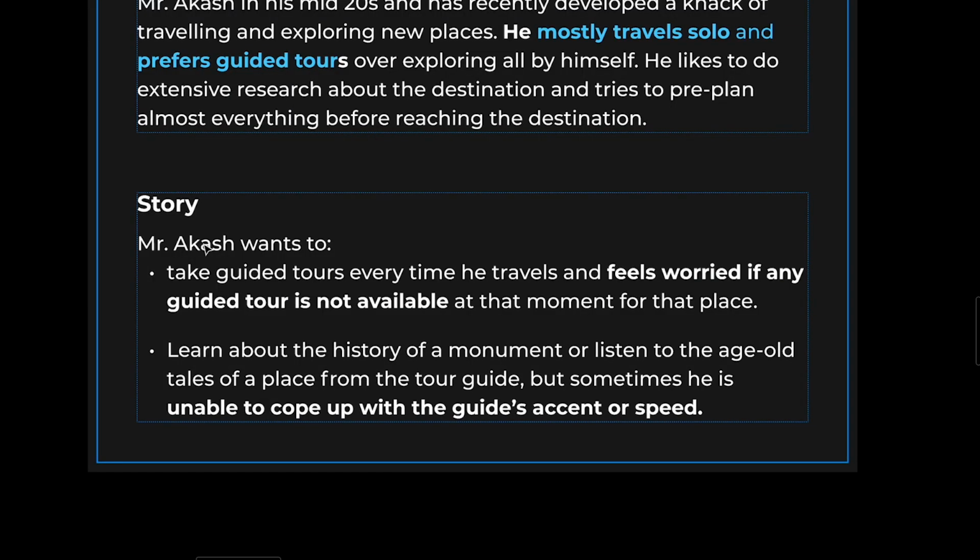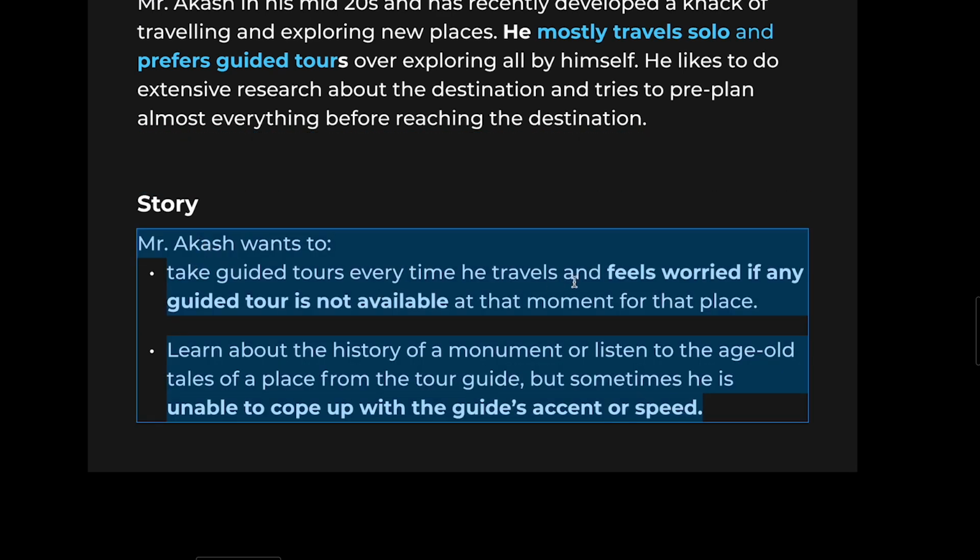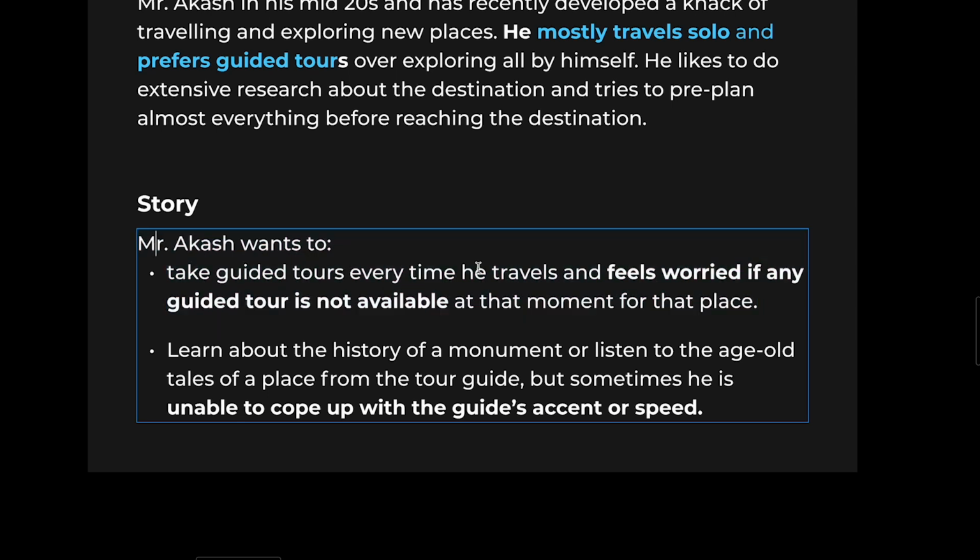So similarly, if Mr. Akash wants to take guided tours and feels worried if a guided tour is not available, there's nothing you can do about it. Right? And also, if you read this from an English or a grammatical standpoint, it does not make sense. Mr. Akash wants to take guided tours every time he travels and feels worried if guided tour is not available at that moment, right? So it's a statement, right? It's not mentioning what he wants to do and why he wants to do it. It's just mentioning that he wants to go and get guided tours and sometimes he's worried that a guided tour is not available. This is a problem statement. This is not a user story, right? So again, this statement has no validity.